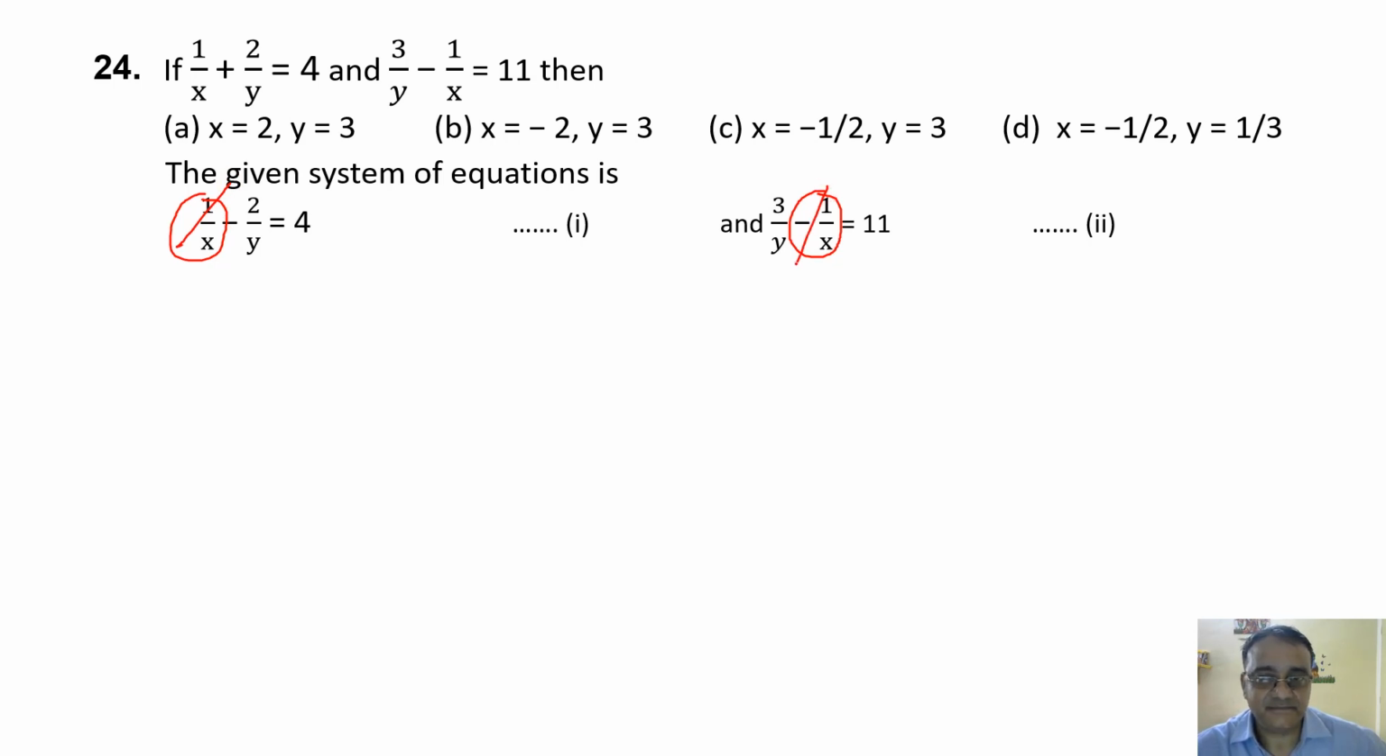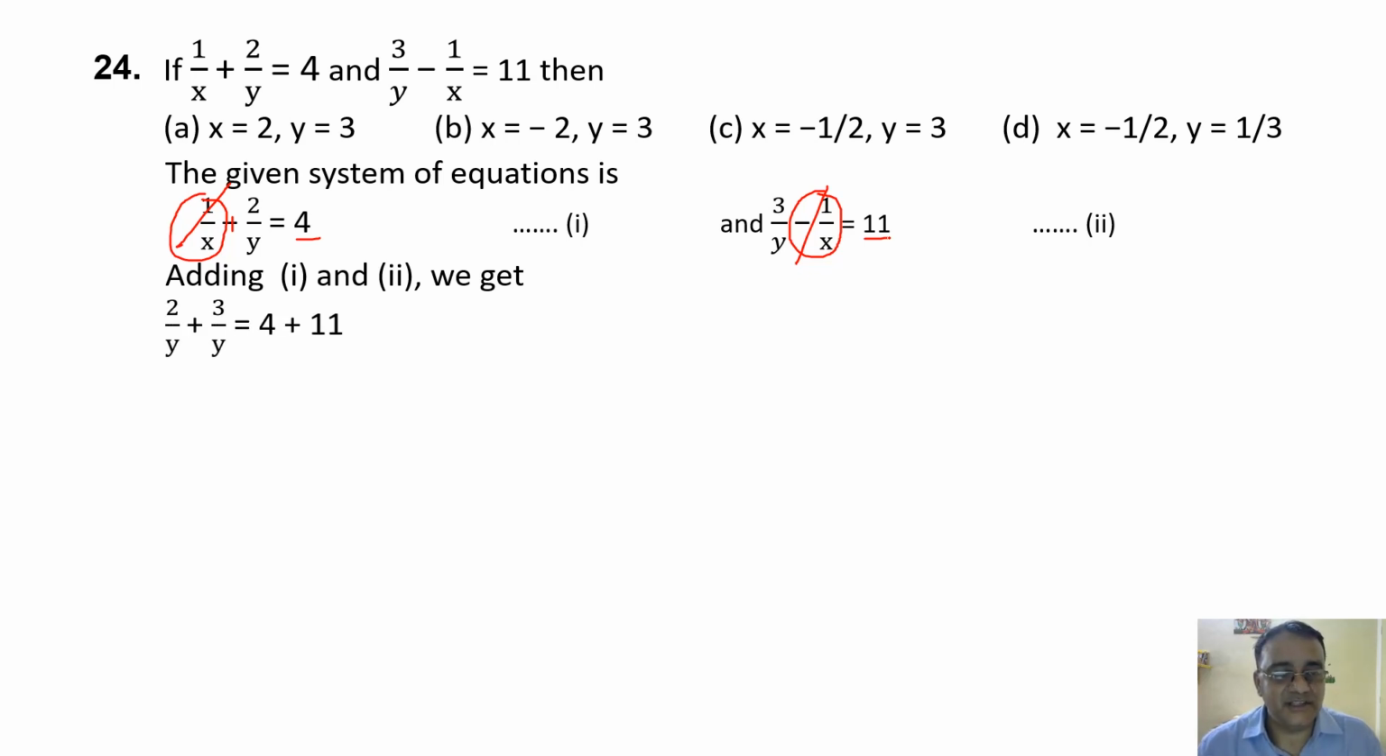This is clear? Yes, sir. 2 upon y plus 3 upon y will be equal to 4 plus 11. If we add 2 by y plus 3 by y, what is it? 5. Very good. 5 by y is equal to 15. So what is the value of y? 5 upon 15, that is 1 upon 3.